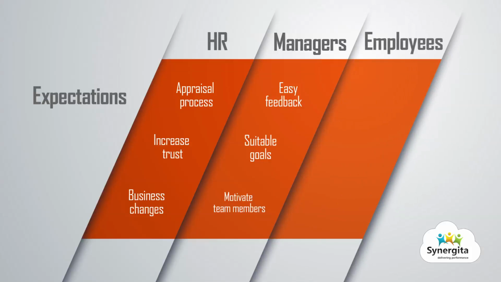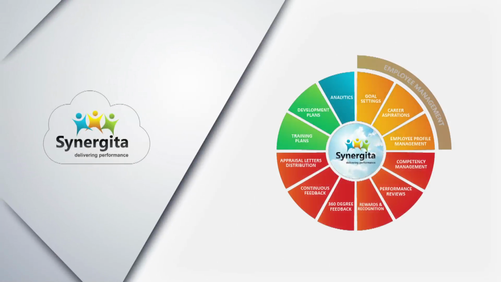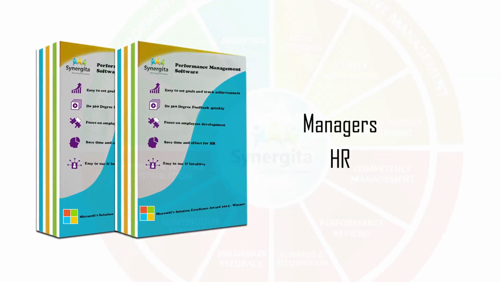Employees' expectations: help me in updating the accomplishments continuously. Bring transparency in the system towards rating, pay for performance, etc. Know what I need to do for my promotion and raise. Synergita is the solution. Now let's look at the demo of the software from different stakeholder perspectives.